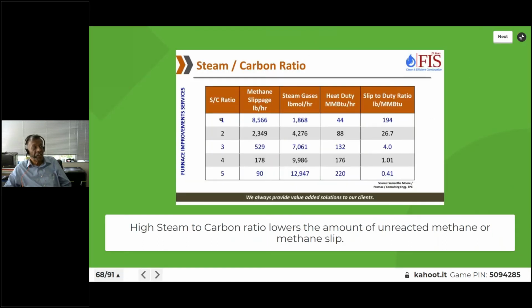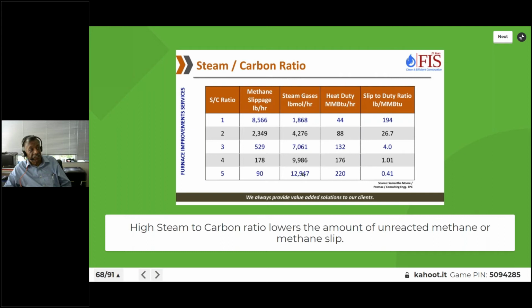So you can see the effect of steam to carbon ratio. This has been done by an engineer, Samantha Moore, and she has simulated 5 cases. She simulated a lot of cases, but I basically picked 5 using steam to carbon ratio of 1 all the way to 5. And that shows how much methane slippage there is over the range.